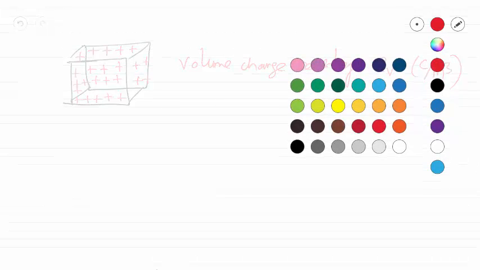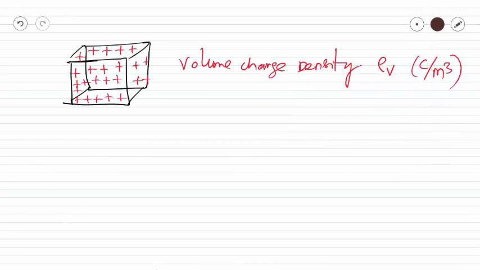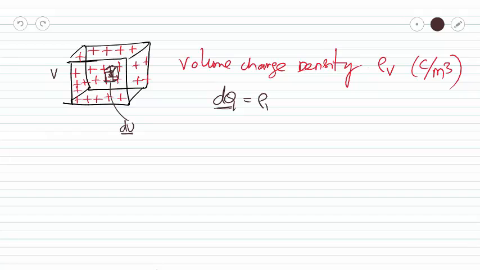Now if I consider some small elemental volume in this, small elemental volume is dV, this entire volume is V. So the differential amount of charge contained in the differential volume dV is given by rho v into dV. Okay, now the total charge Q in this entire volume V is given by integral over V rho v dV. Okay, so this is the total charge contained in this volume.